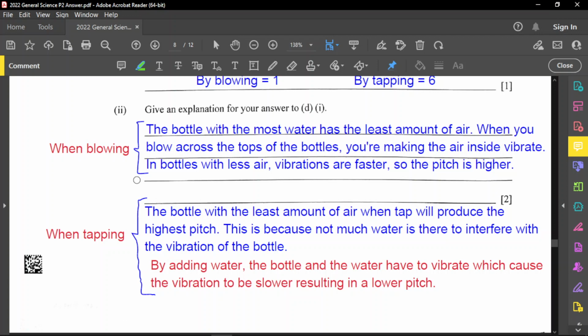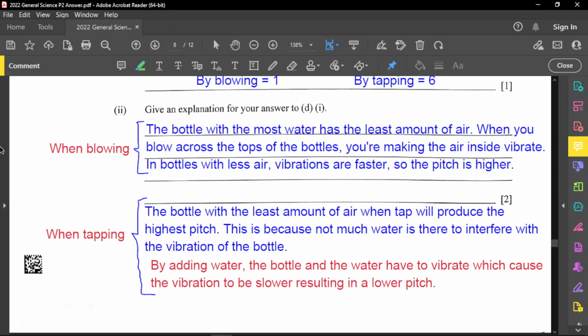If you're tapping the bottle now, which is the next option here, the bottle with the least amount of water when tapped will produce the highest pitch. The reason for this is that not much water is there to interfere with the vibration of the bottle. So with less water in the bottle, only the bottle is vibrating. But if water is in the bottle, then the bottle plus the water will have to vibrate. And so the one with less water will produce the highest pitch.